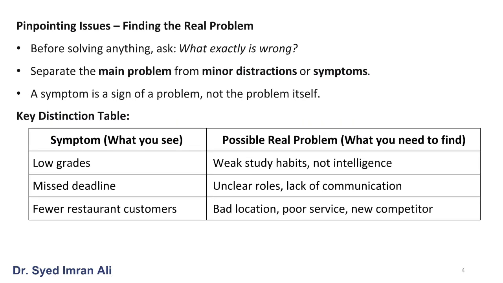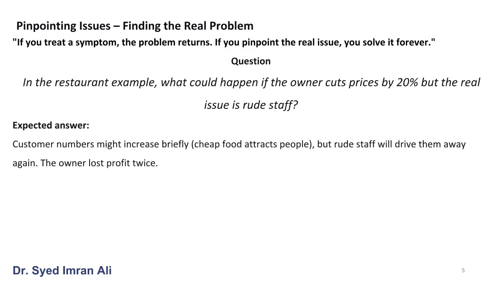Let us test this with an example. Imagine a restaurant owner cuts prices by 20%, but the real issue is rude staff. What happens? Customer numbers may increase briefly because cheap food attracts people. But the rude staff will drive them away again. The owner ends up losing profit twice, once from the discount and again from lost customers. This shows why pinpointing the real problem is essential before taking any action. Here is a key rule. If you treat a symptom, the problem returns. If you pinpoint the real issue, you solve it forever.